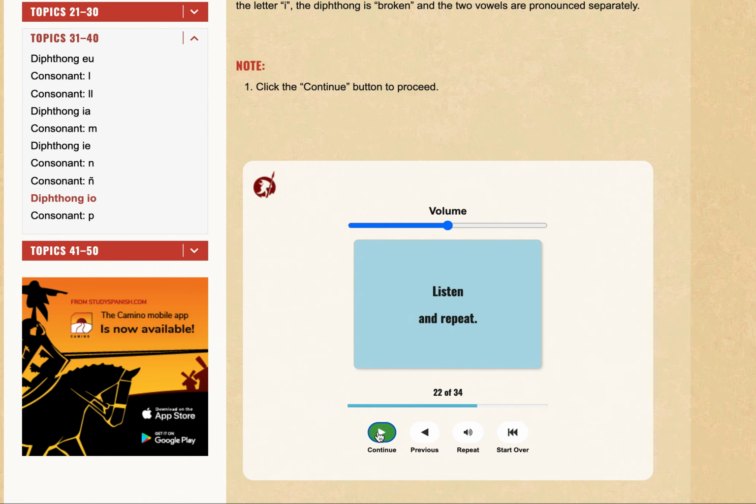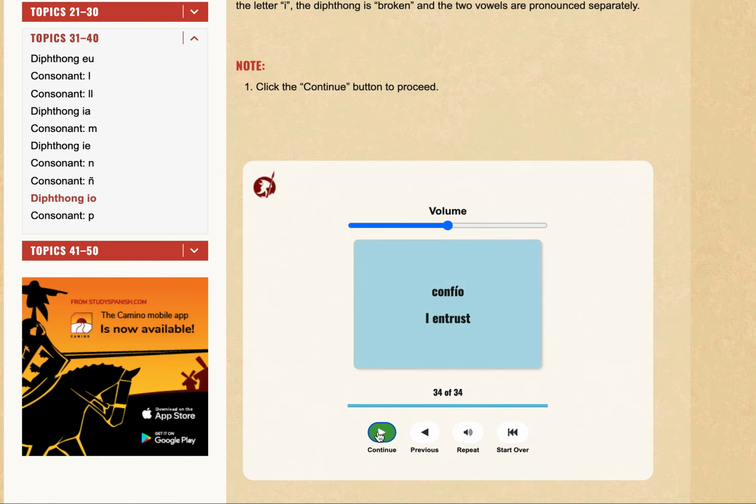Listen and repeat. Every other word has a diphthong. Idioma, envío, estudio, frío, Capitolio, tío, novio, río, misterio, desvío, biblioteca, and last one for today, confío.